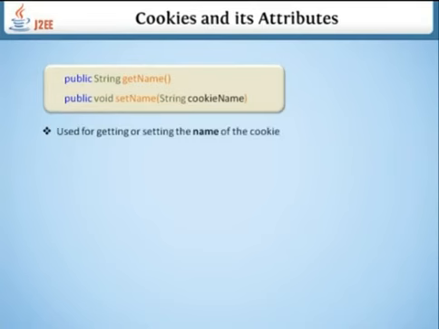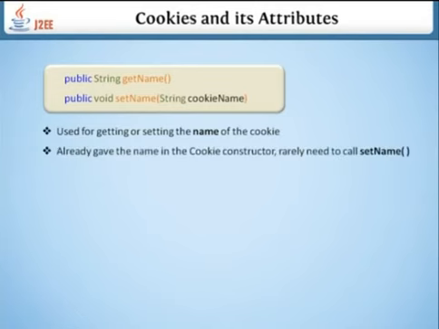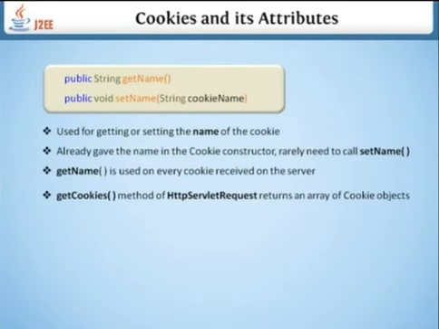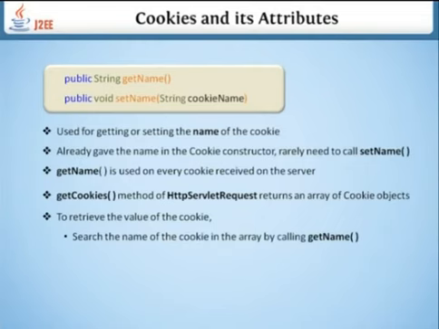Used for getting or setting the name of the cookie. We already gave the name in the cookie constructor, so we rarely need to call setName. getName is used on every cookie received on the server. The getCookies method of HttpServletRequest returns an array of cookie objects. To retrieve the value of the cookie, find the name of the cookie in the array by calling getName, and retrieve the value by using getValue.